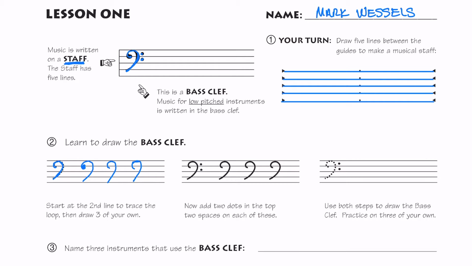The other important part of the bass clef is the 2 dots, because the 2 dots tell you what line is the F. This is also known as the F clef. We'll get to all of that in a minute, but 2 dots, and you can do those in the top 2 spaces. On this final one, I'm just going to trace my little ear, the bass clef, and then my 2 dots. So I'm going to draw 3 of my own. I start here at that second line, go up to the top, go down, and then put my 2 dots in the spaces right here around the second line.